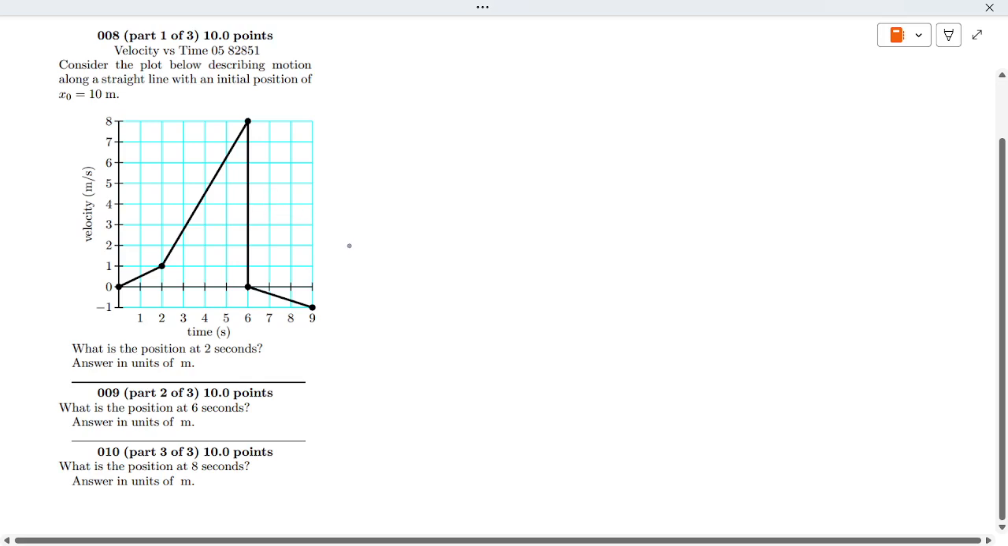Today we are going to be working through problems 8, 9, and 10 on our homework about speed and velocity. Now the first thing to notice, this one has a graph, and when we're given a graph, we always need to notice what kind of graph it is. In this case, this is a velocity versus time graph.